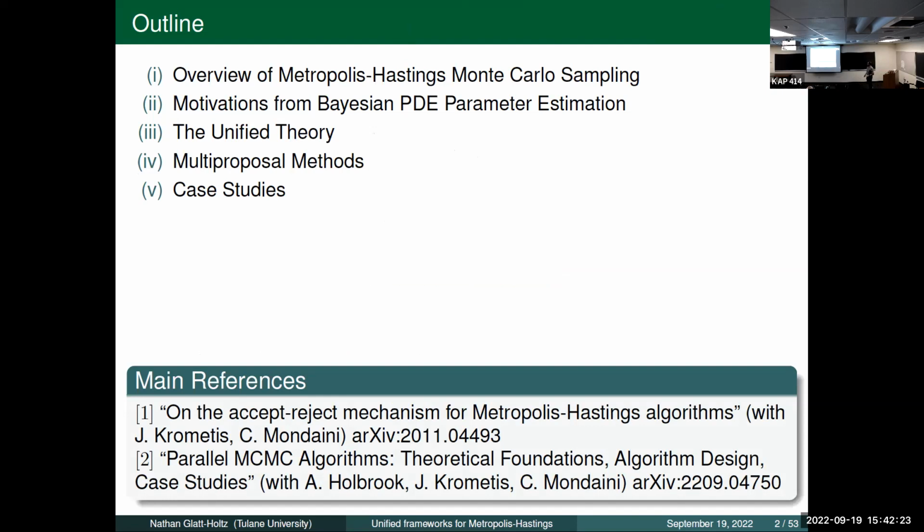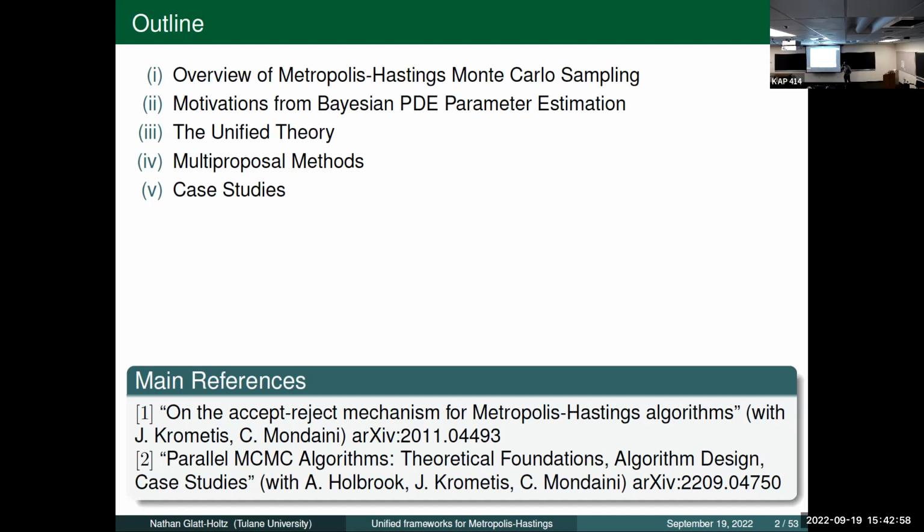Okay, so I want to talk to you about a sort of grand unified theory, as it were, that we've developed for a class of statistical sampling algorithms. This came out of a wider program that we've been working on for a few years now on statistical methods for parameter estimation in PDE models. So I want to start by stepping back and tell you what the statistical sampling problem is and a little bit about our motivations.